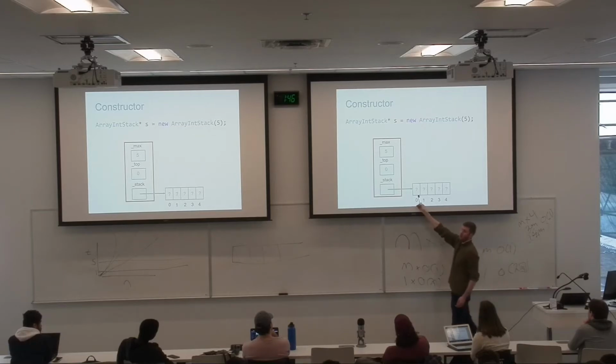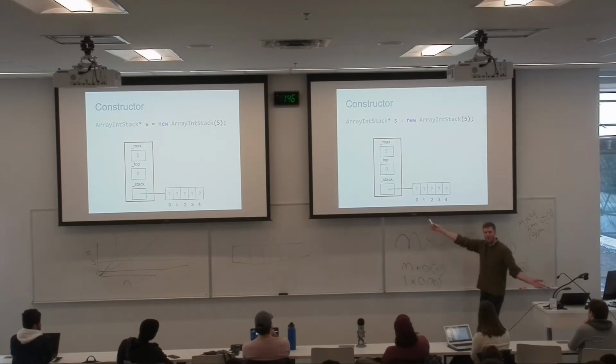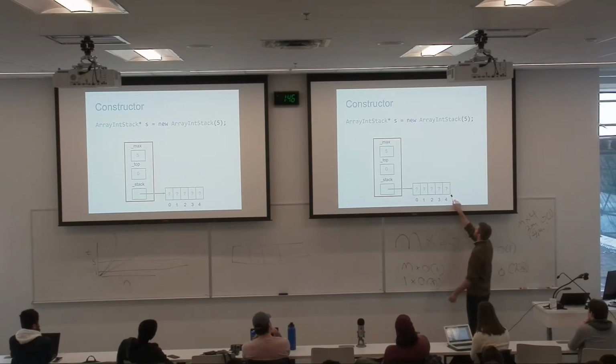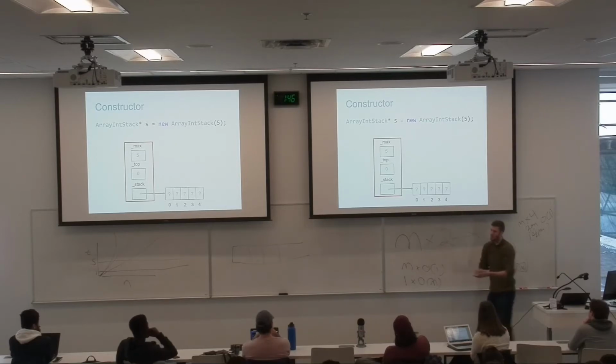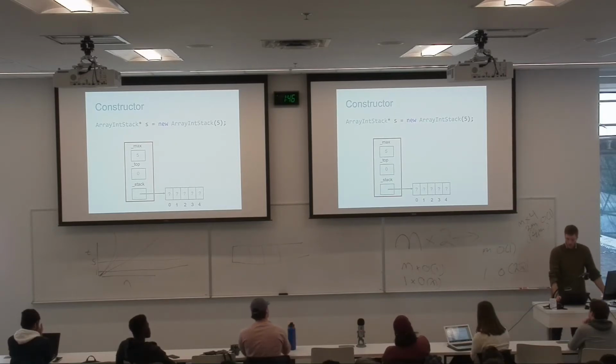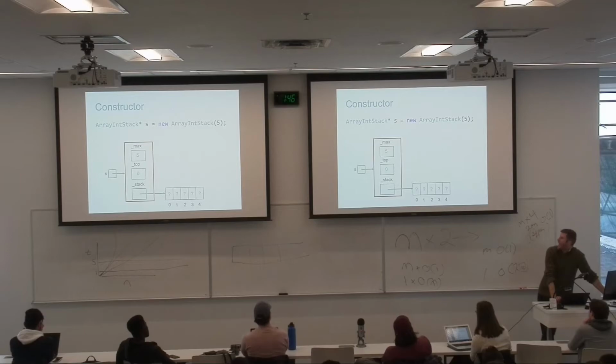Currently the top is 0. How many things are in this stack? 0. Where's the top? 0. But if I ever had to expand capacity, 5 would become here. So I would expand capacity, and then it goes in index 5. And of course, I've got S, which is a pointer to the stack object instance. Any questions?